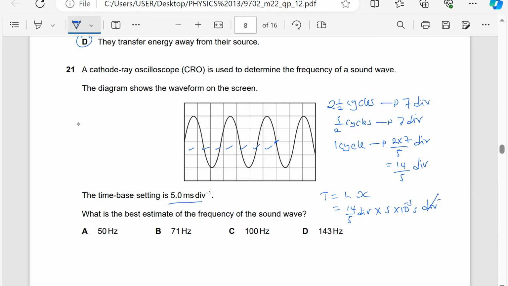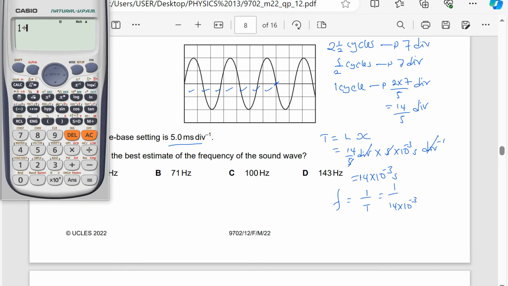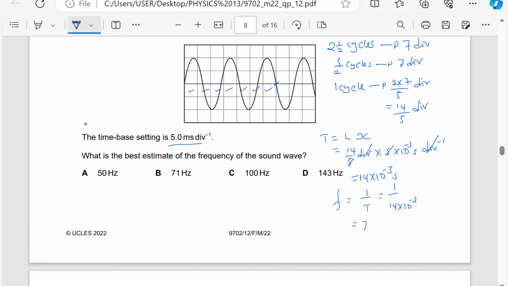So division cancels with per division. I think this is going to be 14 times 10 to the power of minus 3 seconds. That is the period. So to find the frequency, it is going to be 1 over the period, which is 1 over 14 times 10 to the power of minus 3. 1 divided by 14 exponent minus 3. So that is approximately 71. So the answer is going to be B.